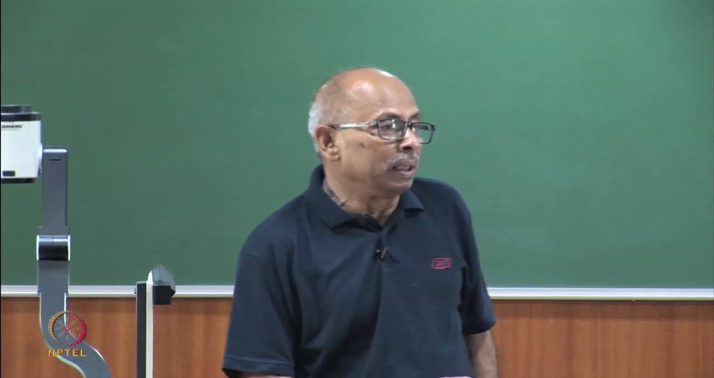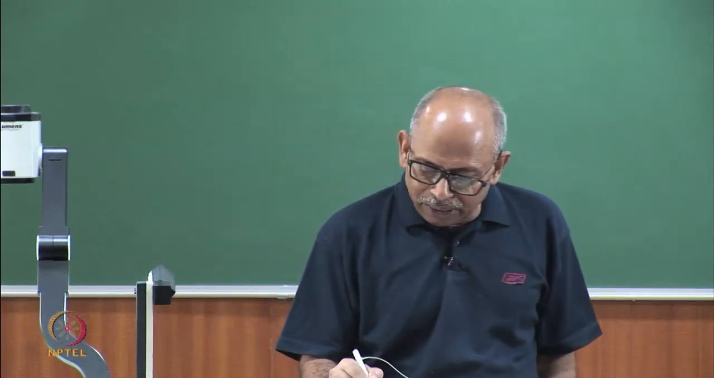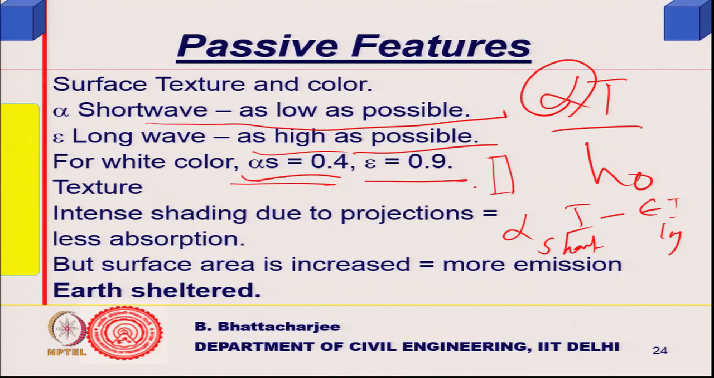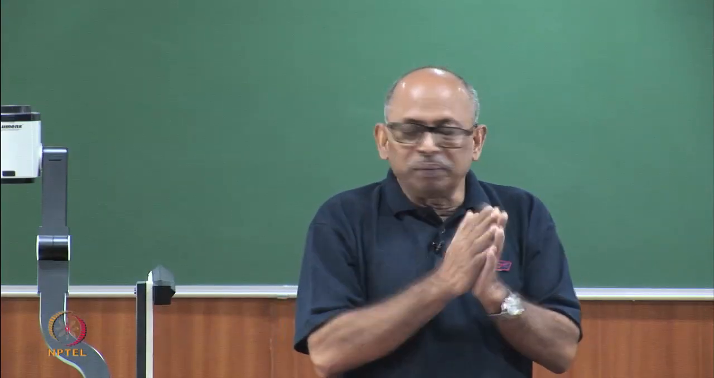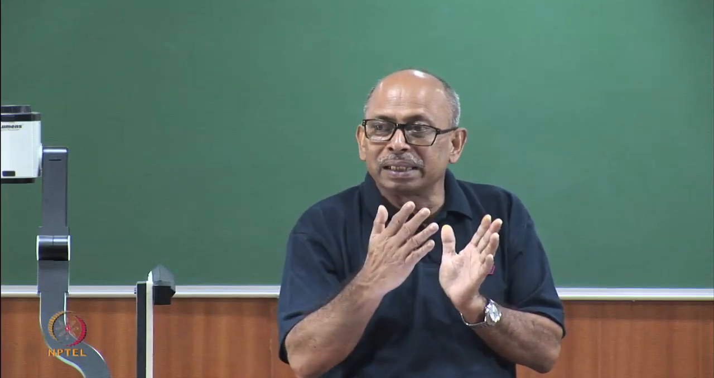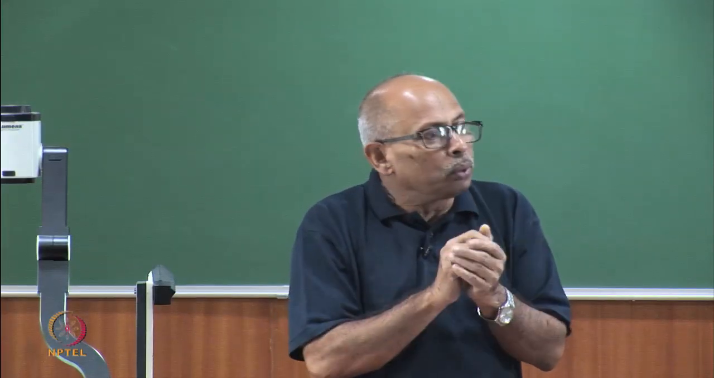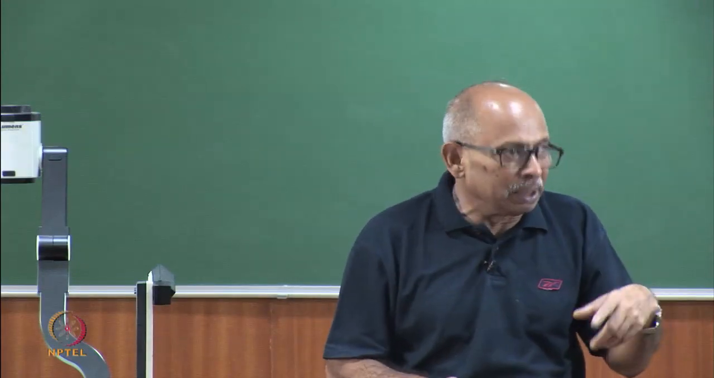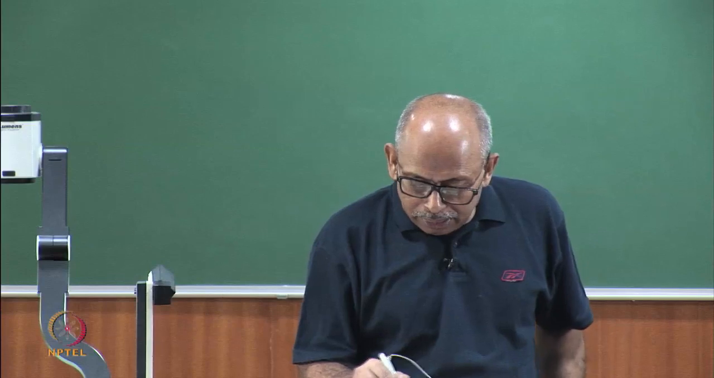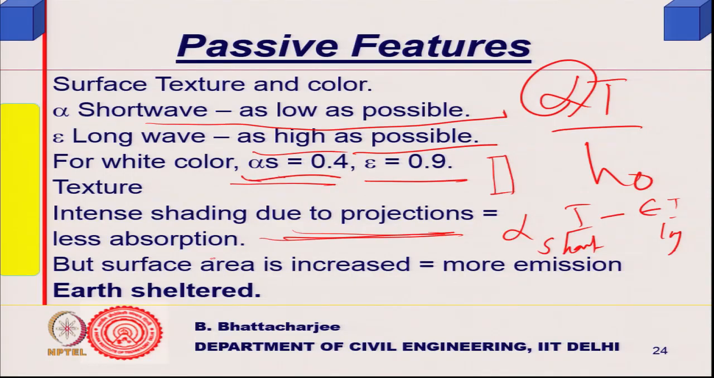Then texture is important. Supposing you do rough texture, some sort of texturing, stone protruding out. So, the surface area through which heat can be rejected is higher, but mutually some texturing would block the radiation being received on some other parts of the surface. So, intense shading due to projections means less absorption, but surface area is increased, so more emission. We will see if I have some diagram related to that; earth sheltered I will come later on.